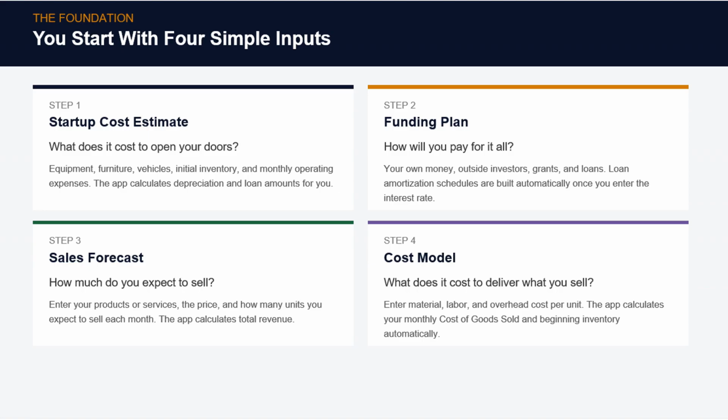Step 1, startup cost estimate. I've got to know the total investment it takes to get to 2 milestones. You've got to get the first customer, then you've got to get to what we call the break-even point, where you have enough money coming in from customers to cover your operating expenses. And the startup cost estimate has 3 components.